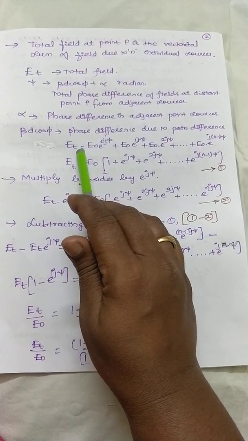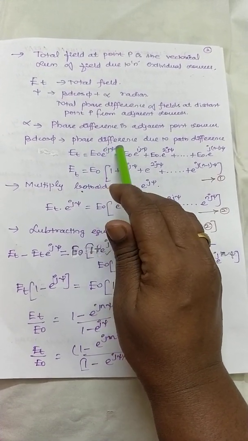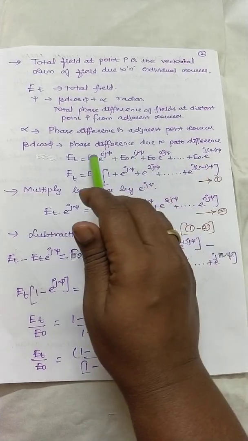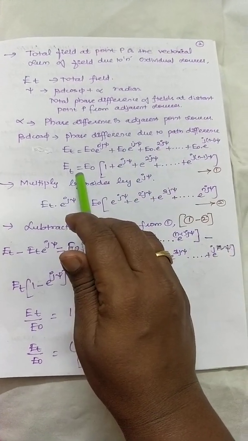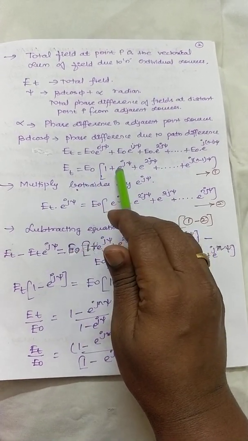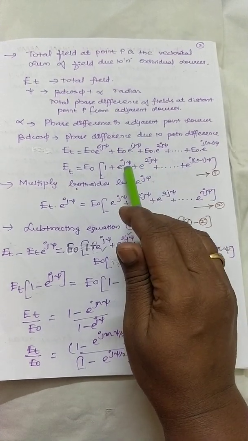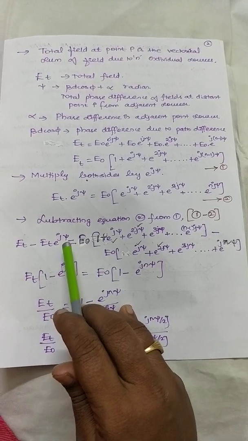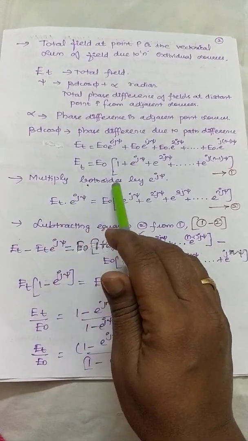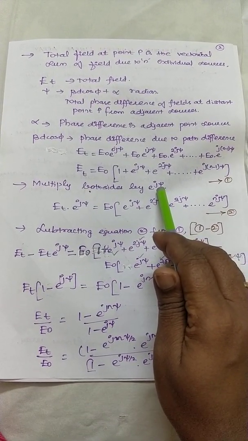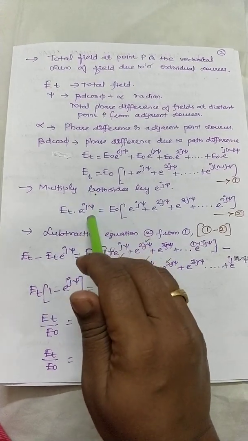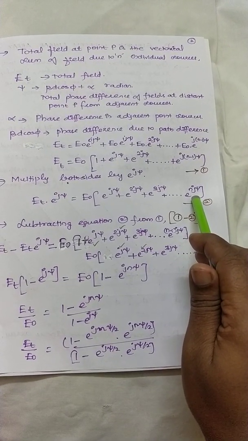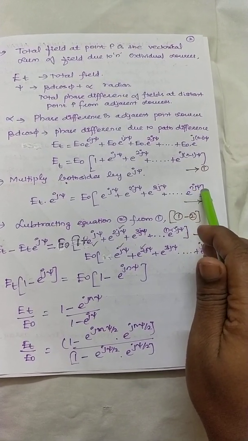So Et can be defined as E naught e power 0 j psi, e power 1 j psi, e power 2 j psi. E naught remains the same, the magnitude remains the same. So Et is equal to E naught into 1 plus e power j psi plus e power 2 j psi etc. up to e power n minus 1 j psi. Now multiply both sides by e power j psi for simplification. So Et into e power j psi is equal to the same series, modified to the form ending in e power n j psi.